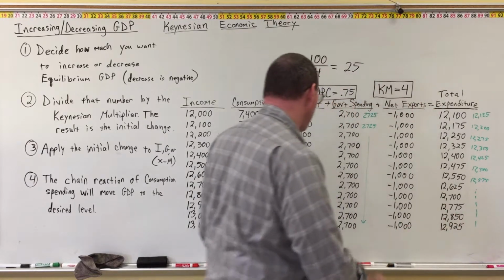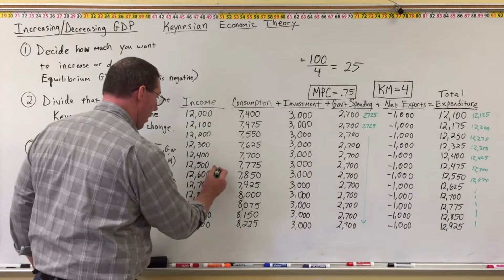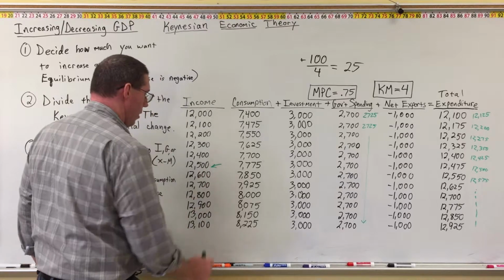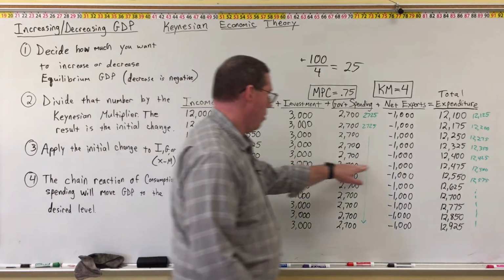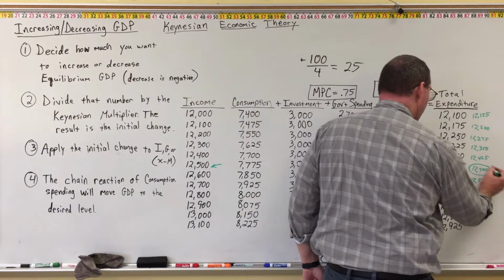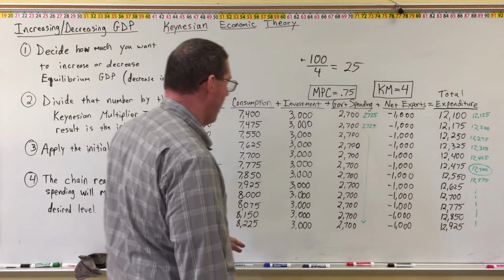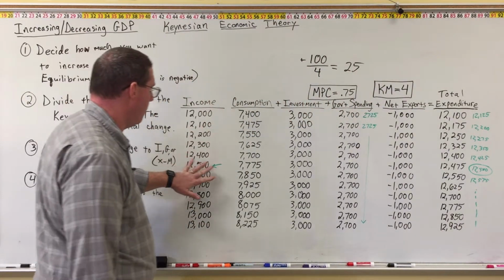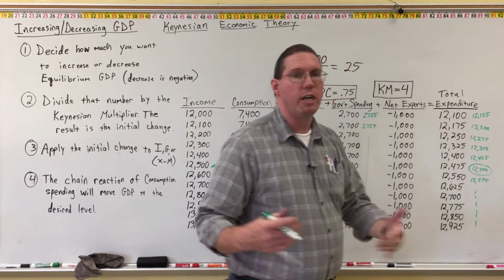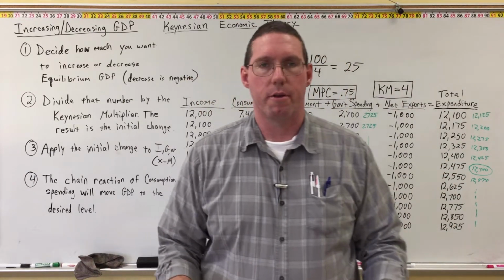And what you can now see is on the row that we cared about, 12,500. On that same row, all the way over here is 12,500 in total expenditure. And now we have equilibrium between income and total expenditure, and GDP is now 12,500.